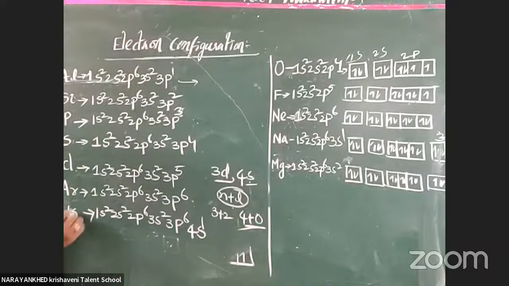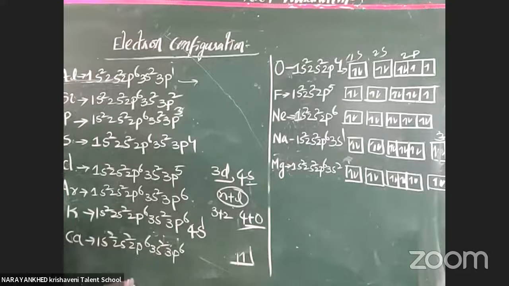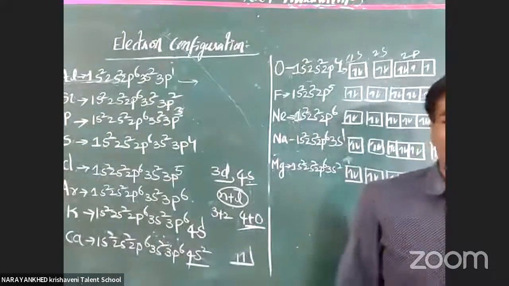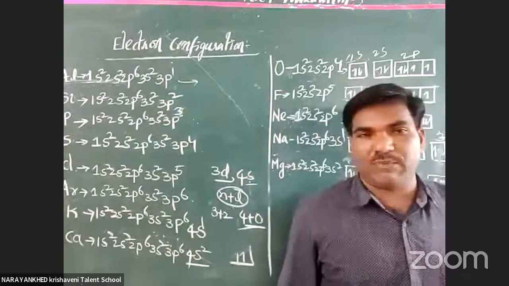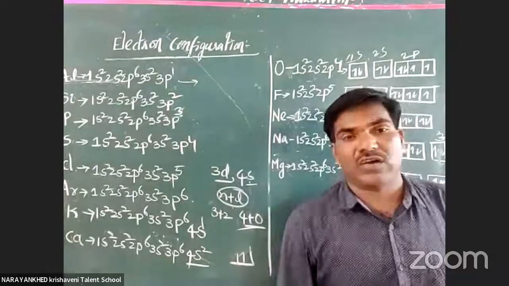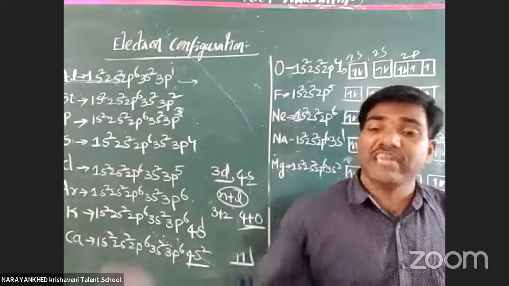Next, now calcium: 1s2, 2s2, 2p6, 3s2, 3p6. Next, what we are doing is 4s2. After 4s, it starts again with 3d, not 4p again. This is for the 21st element. What is the electronic configuration? 1s2, 2s2, 2p6, 3s2, 3p6, 4s2, 3d1.